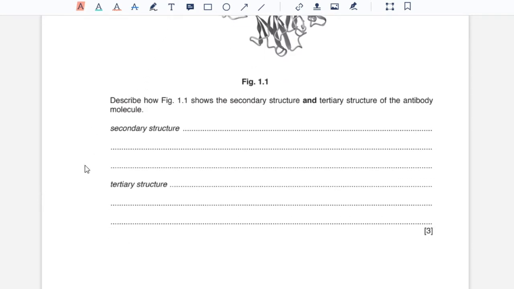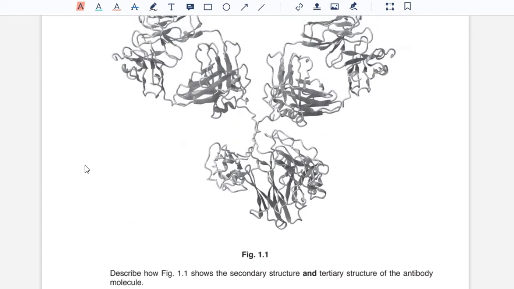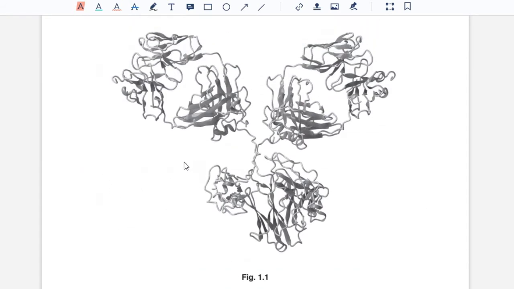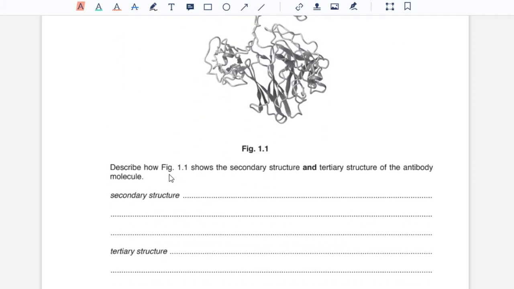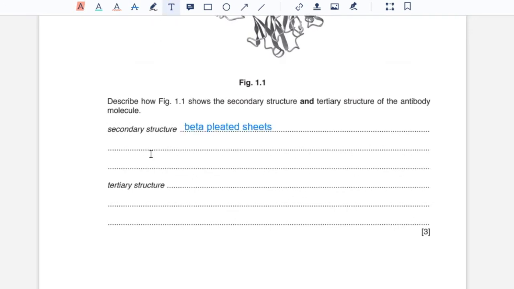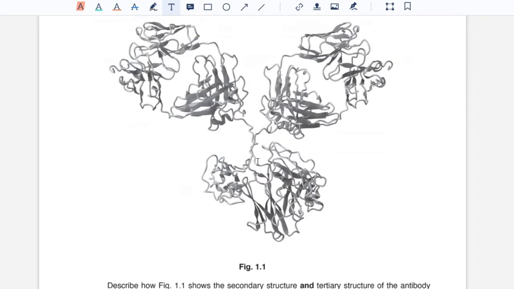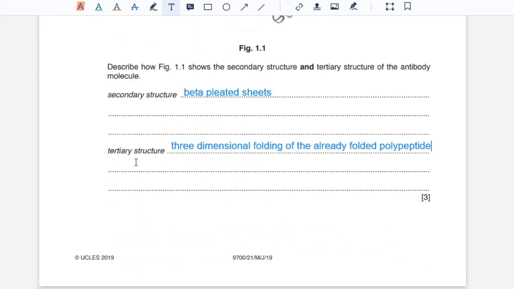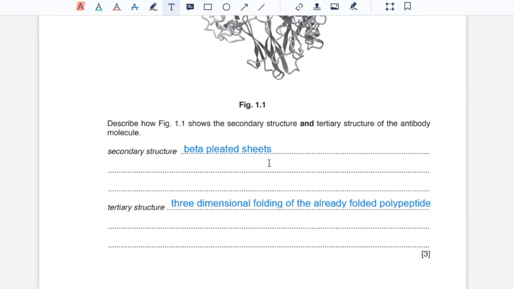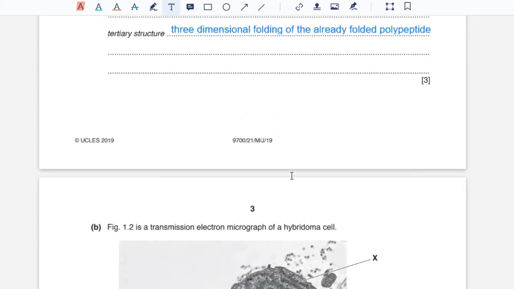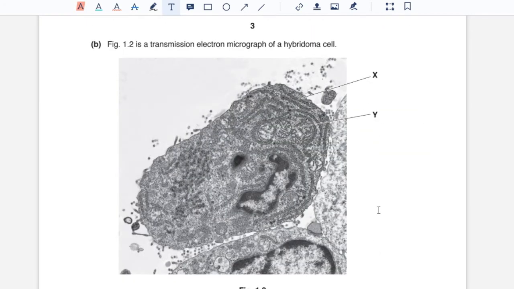Secondary structure would be made up of alpha helix and beta pleated sheet, but since this diagram does not show any particularly tighter coils of polypeptides and only looser ones, I'll be mentioning only those. The tertiary structure is represented by the three-dimensional shape of the polypeptide, formed by folding the already folded polypeptide. And this would be formed by bonds like hydrogen bonds, ionic bonds, weak hydrophobic interactions, or disulfide bonds.